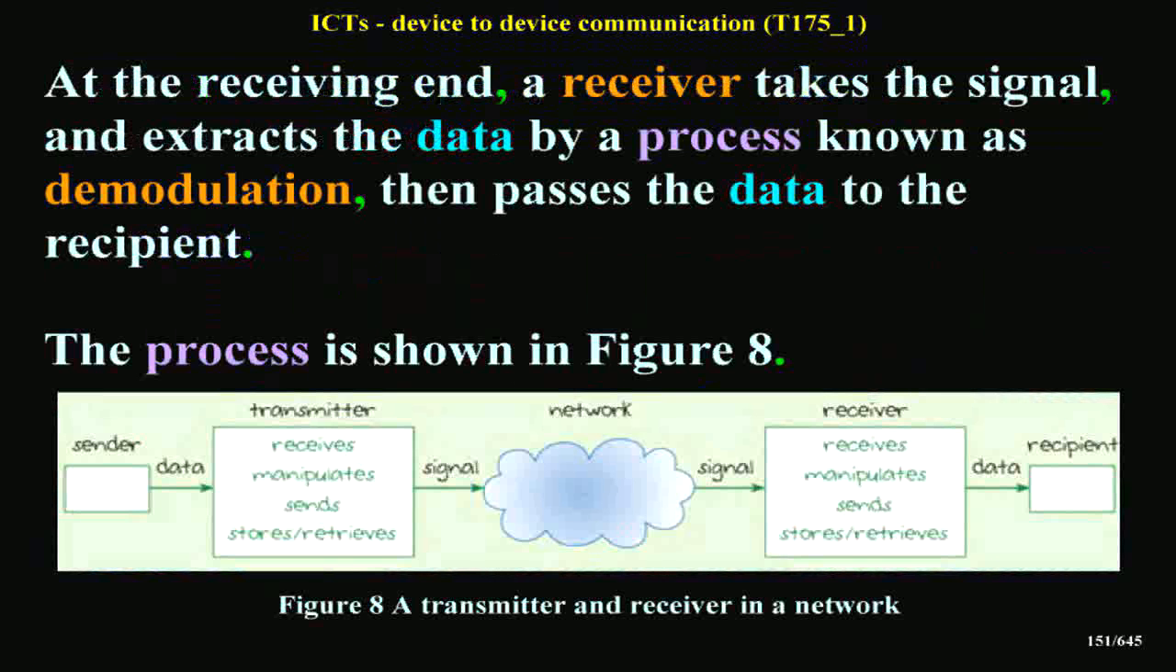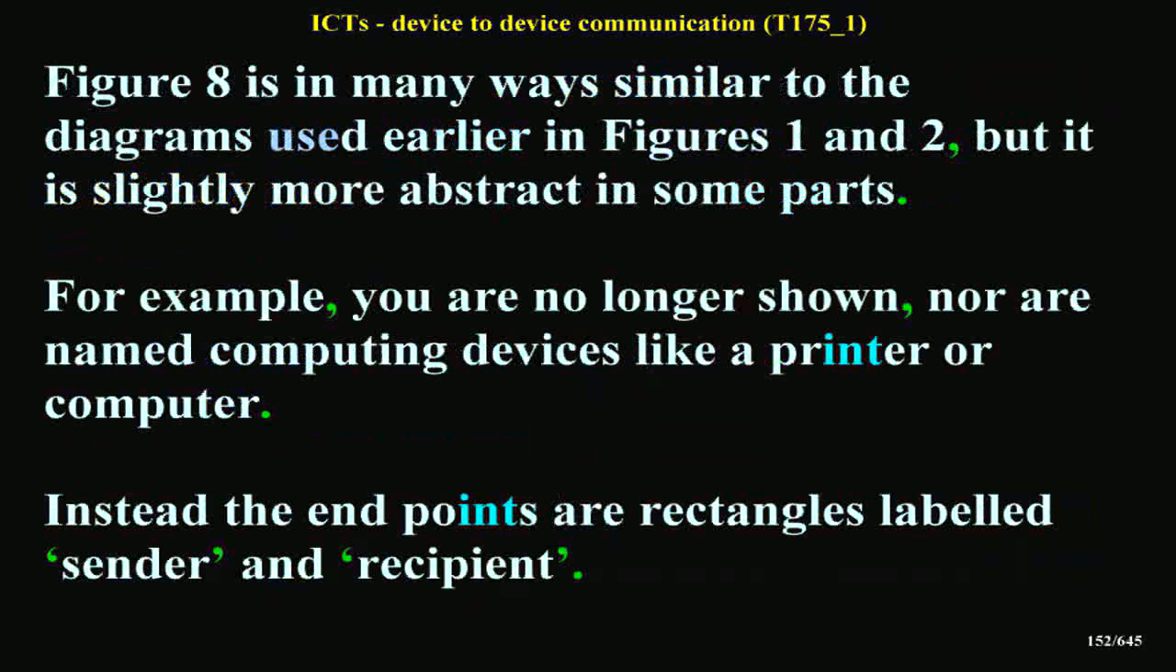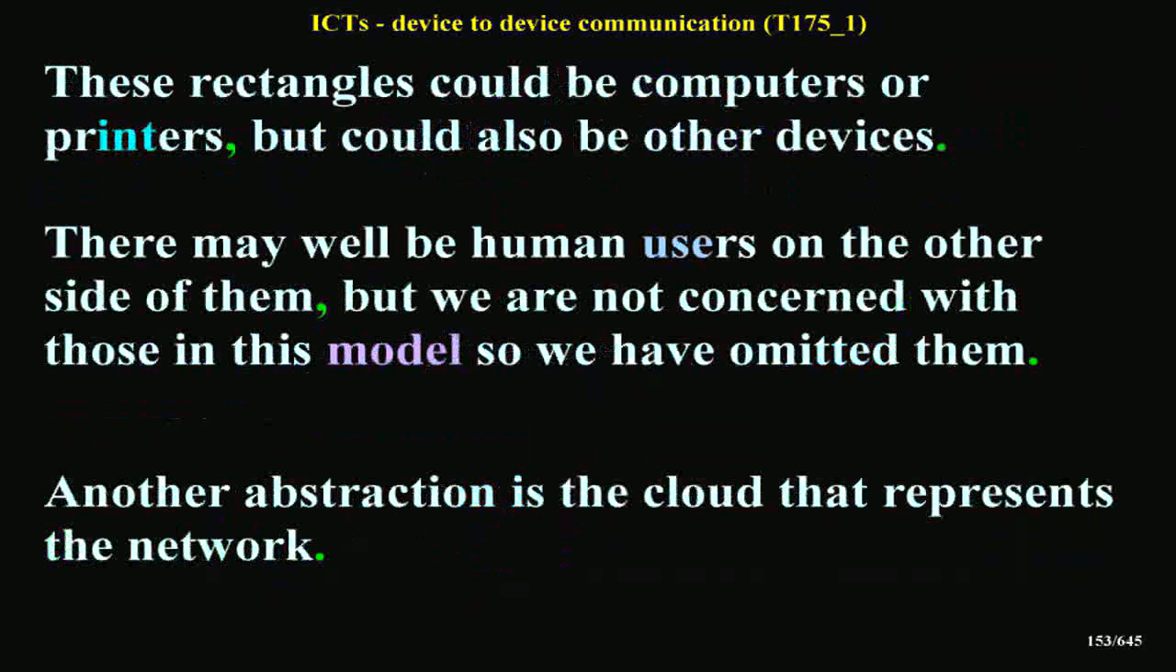The process is shown in Figure 8. Figure 8. A transmitter and receiver in a network. Figure 8 is in many ways similar to the diagrams used earlier in Figures 1 and 2, but it is slightly more abstract in some parts. For example, you are no longer shown, nor are named, computing devices like a printer or computer. Instead, the endpoints are rectangles labeled sender and recipient. These rectangles could be computers or printers, but could also be other devices. There may well be human users on the other side of them, but we are not concerned with those in this model, so we have omitted them.